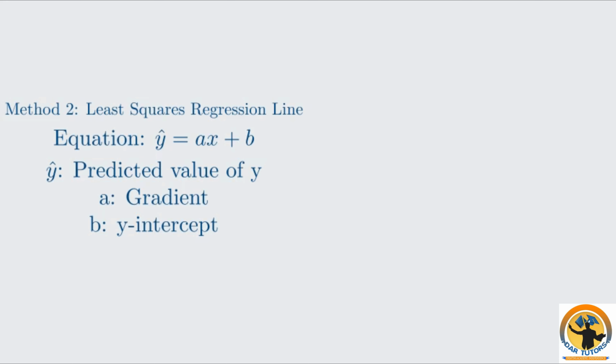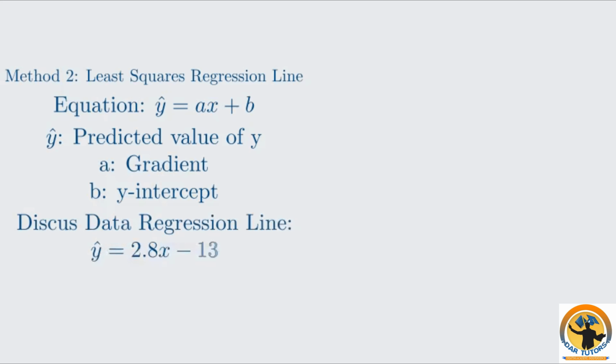For the discus data, the least squares regression line is y hat equals 2.8x minus 13. This means the gradient is 2.8 and the y-intercept is negative 13. This line is the most accurate linear model for this data. So we've learned how to find a line of best fit, both by eye and using the least squares method. This line is our tool for making predictions.